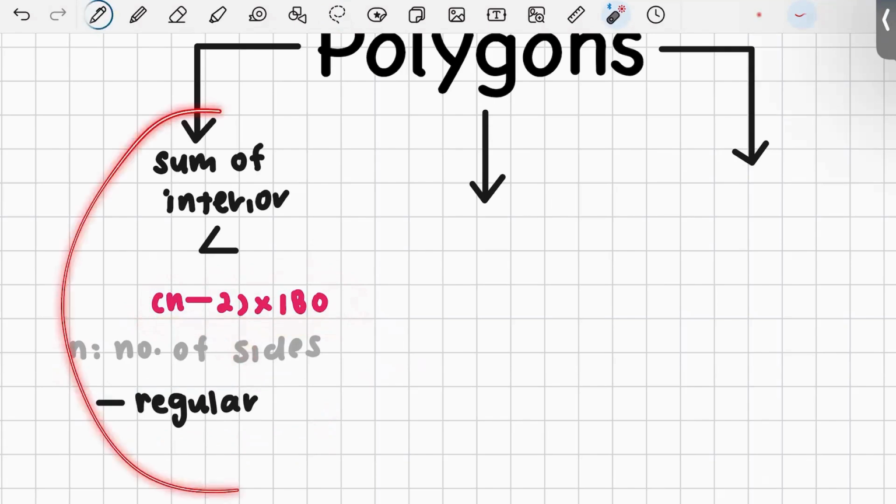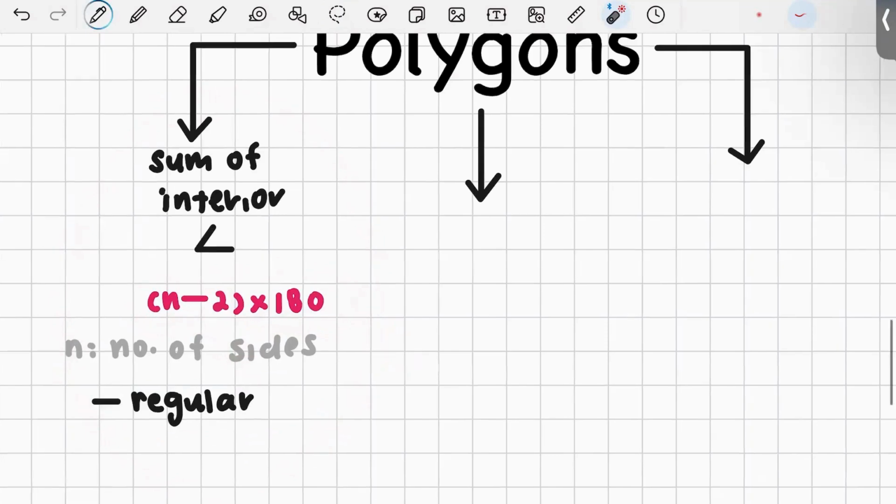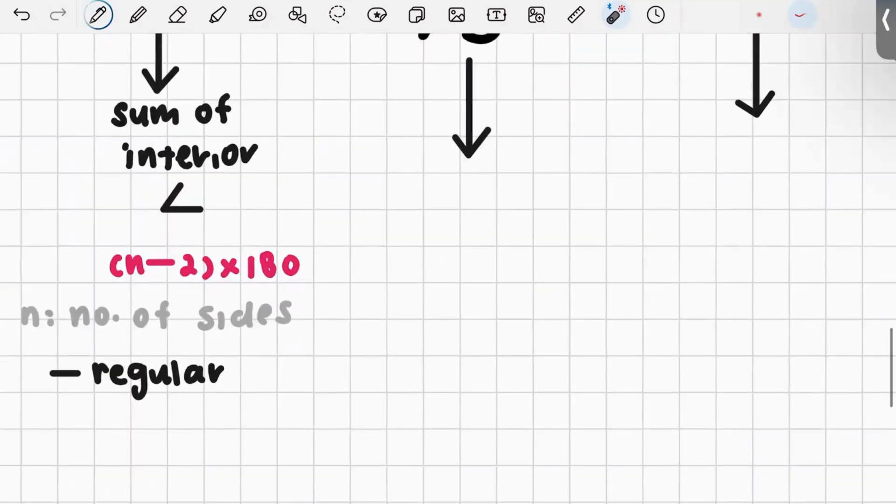So in this case, what you need to remember on your part, you need to know that a pentagon is 5 sides. You need to know that a decagon is 10 sides. Octagon is 8 sides, that kind of thing. Okay, so that's the first one, the sum of interior angles.